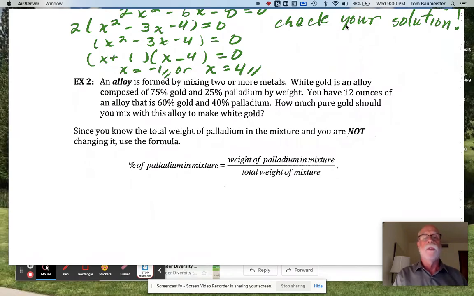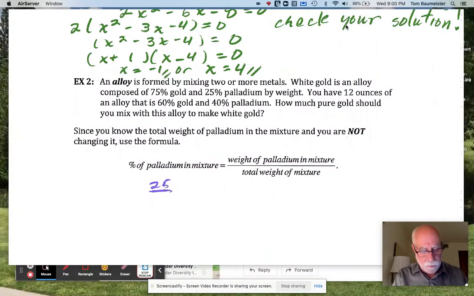All right. So since you know the total weight of the palladium in the mixture and you are not changing it, you're not changing the palladium, you're going to use the formula. The percent of palladium in the mixture is the weight of the palladium in the mixture over the total weight of the mixture. So our percent of palladium in the mixture, it tells us we have 25%. So 25, that is going to be 25.